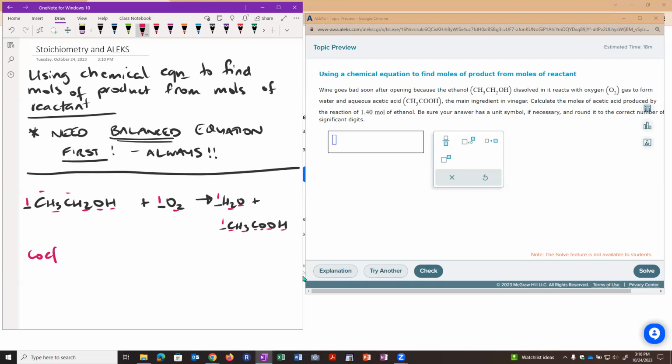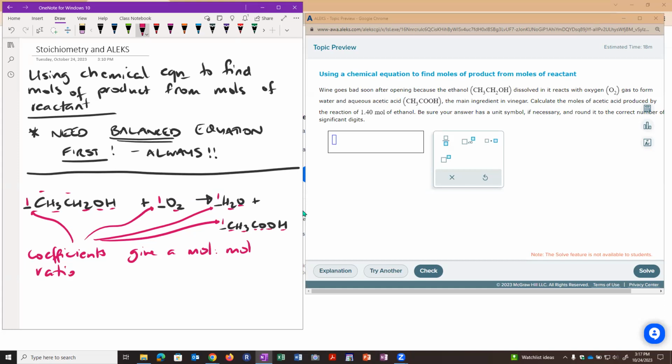So the coefficients, which are these things that we insert to balance the equation, give a mole-to-mole ratio. And you can think of that mole-to-mole ratio as an equality or as a conversion factor if we need to use it as such, to solve this problem. So for example, now it's telling us calculate the moles of acetic acid, that's this thing, produced by the reaction of 1.40 moles of ethanol. Ethanol is this thing, right?